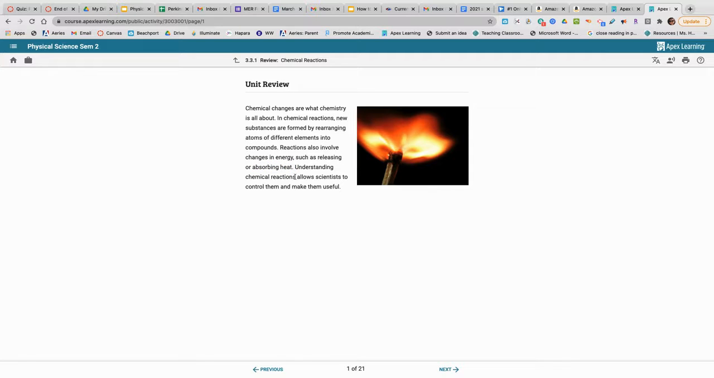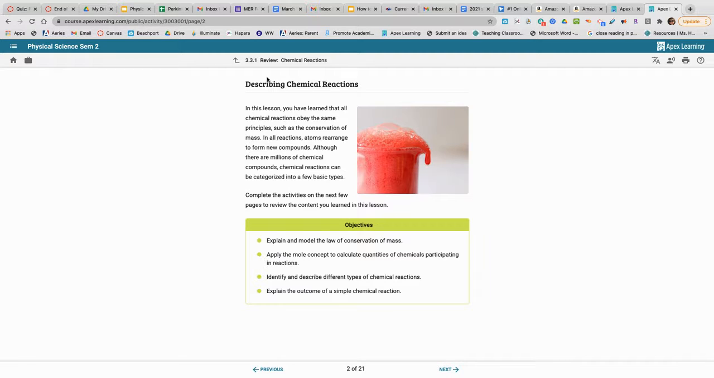So in this particular section, you're going to be looking at chemical reactions and how we can sort of read them. You first looked at the following objectives: explain and model the law of conservation of mass, apply the mole concept to calculate quantities or amounts in chemical reactions, describe different types of chemical reactions, and then explain the outcome of simple chemical reactions. In other words, predict what the outcome would be, knowing what you're starting with.